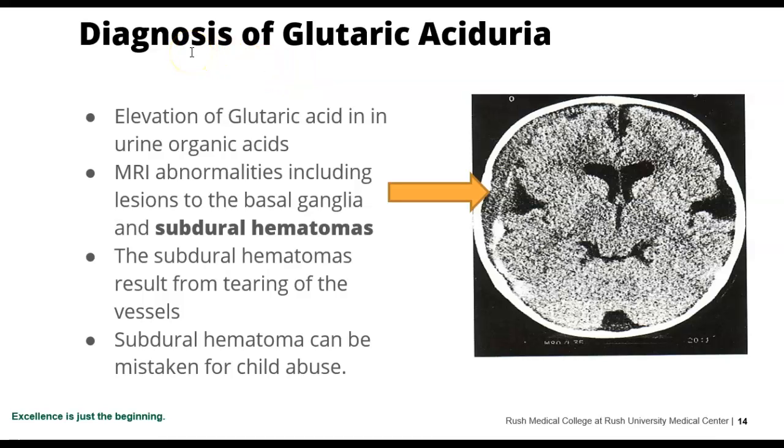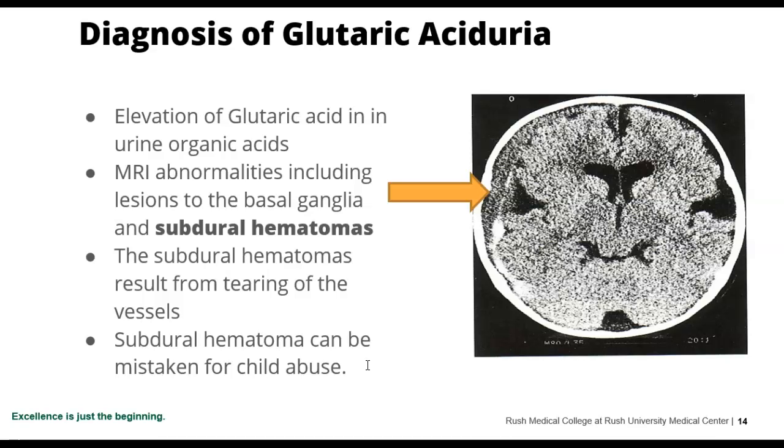I would not ask that, though. Diagnosis of glutaric, there's elevation of glutaric acid on urine organic acids, and the MRI, and this has to do with the clinical features, can show subdural hematomas. The subdural hematoma is because of tearing of the blood vessels, but it can also be mistaken for child abuse.